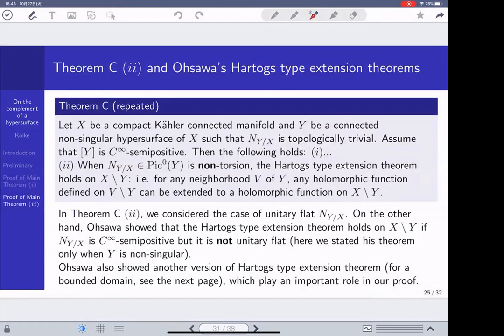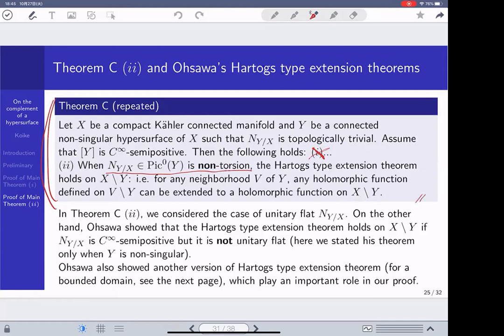First, let me explain the relation between assertion 2 of Theorem C and Ohsawa's Hartogs type extension theorems. Here is Theorem C, but assertion 1 is omitted. Let X be a compact Kähler connected manifold and Y be a connected non-singular hypersurface of X, so that the normal bundle is topologically trivial. Assume that the line bundle of Y is C infinity semi-positive. Then the following holds: when the normal bundle is non-torsion, the Hartogs type extension theorem holds on X minus Y. This is the second assertion.